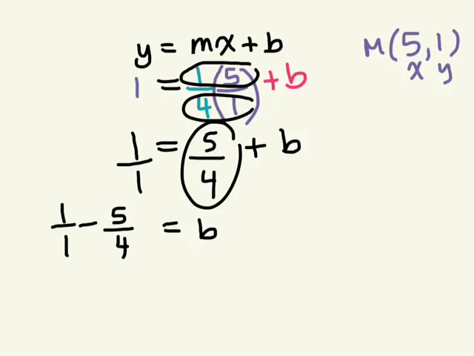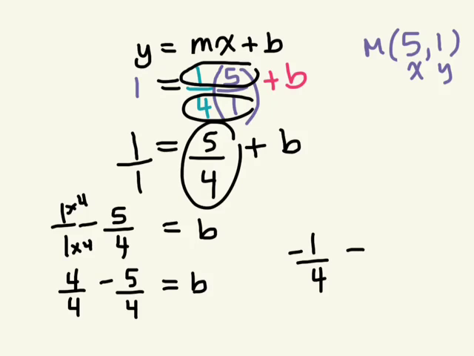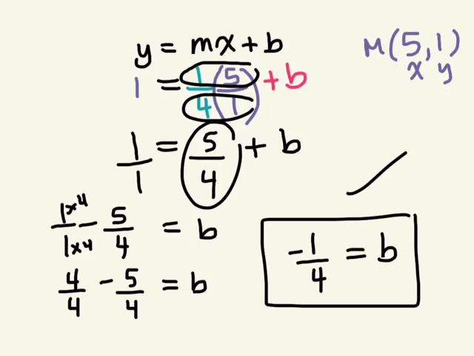How do you subtract fractions? What has to be the same? The denominator has to be the same. What's the common denominator? Good. Times by 4. 4 over 4, take away 5 over 4, equals b. What's 4 over 4 take away 5 over 4? Negative 1 over 4. That's it. We got b.